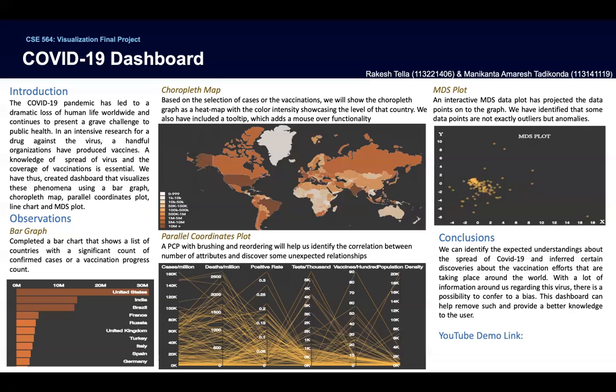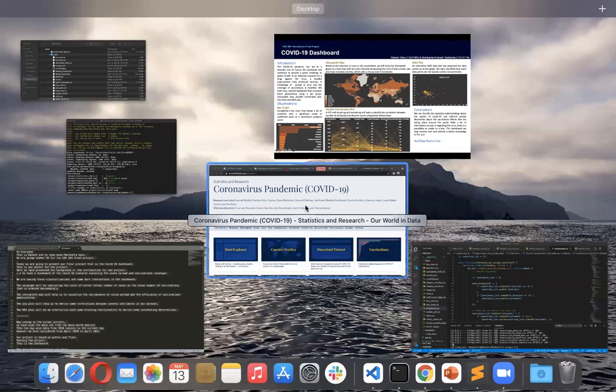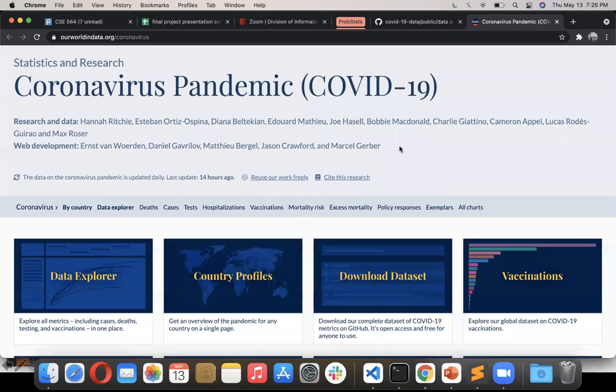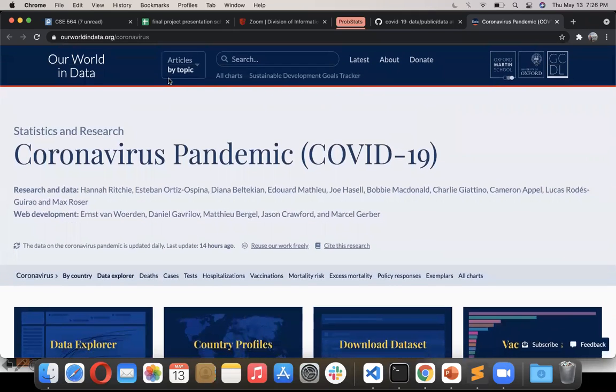Coming to the conclusion, as you all know, there's a lot of information about COVID-19. With the help of a dashboard having both the cases and vaccinations in place, we want to provide better knowledge to the user.